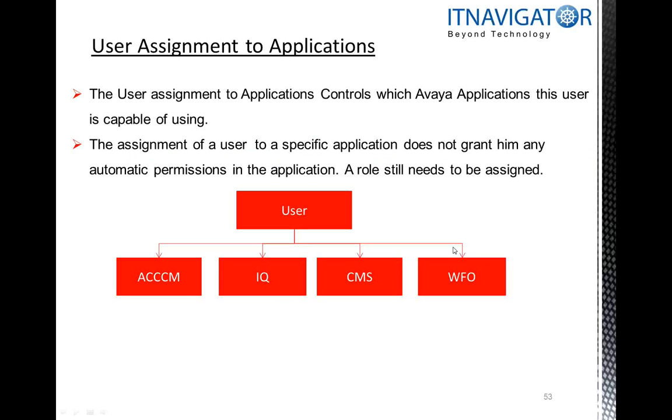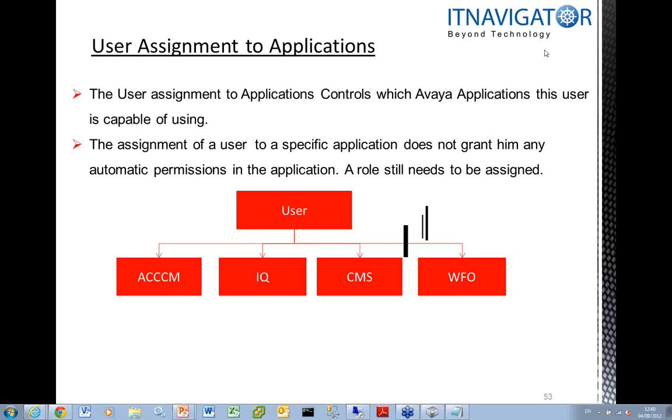Now, user assignment to applications controls, again, which applications we're capable of seeing. So, for example, if my user in the bottom part of the screen is assigned to ACCM, IQ, CMS, and to WFO, that means these are the set of applications the user is capable of accessing, but without a role, the user is not able to do anything in these applications. So if I would try to log in into IQ or to WFO without an assignment of a control manager role, I will not be able to log in into this system. So this first level, which is user application, still doesn't allow us to do anything. It's just the assignment to the application.